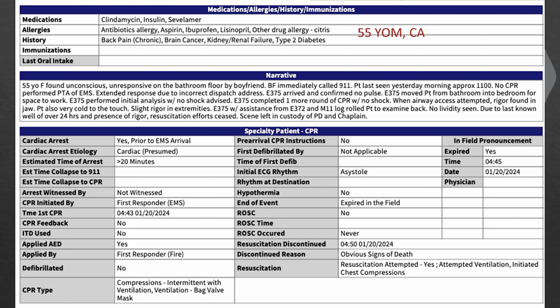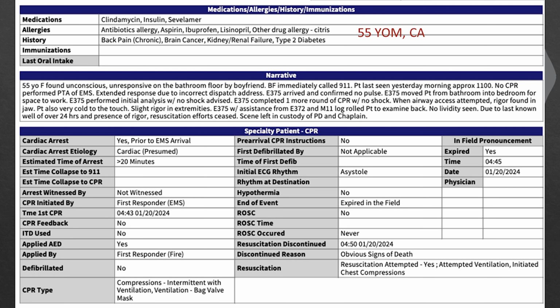Engine 375 arrived and moved the patient from the bathroom into the bedroom. I really, really love that they moved the patient. They knew there wasn't enough room to work if this was a true cardiac arrest in the bathroom. Let's get this patient out to where we have a lot more room to work. Initial analysis, no shock advised.